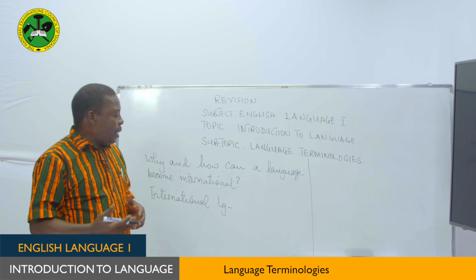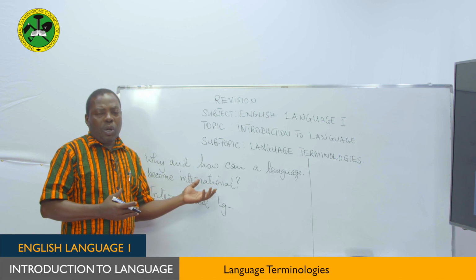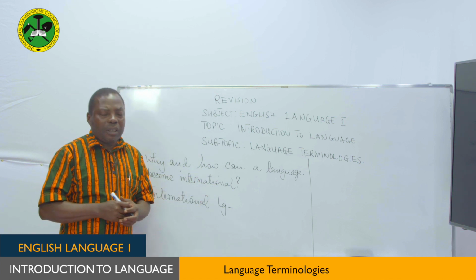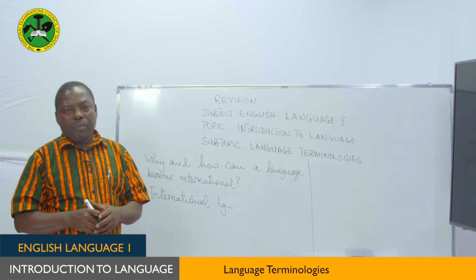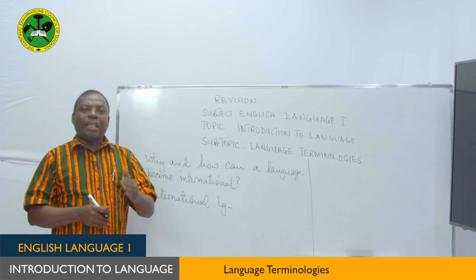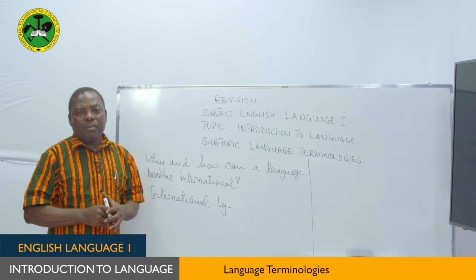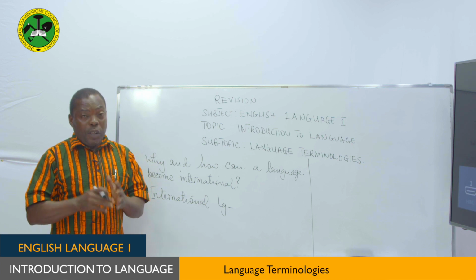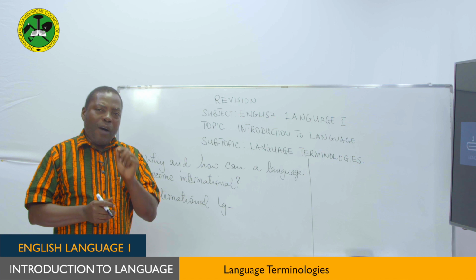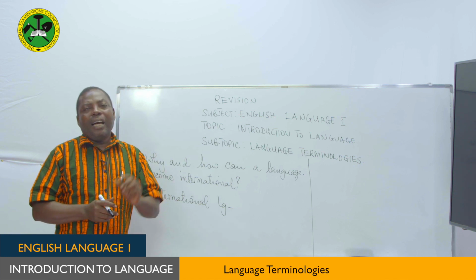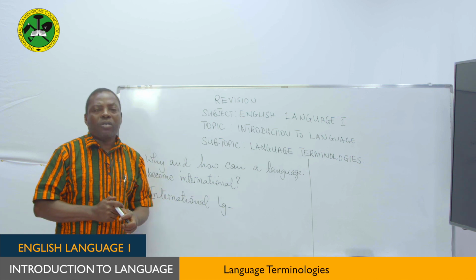So maybe a good question that one can ask himself is, does it mean that any language which is spoken across its boundary could be an international language? The answer there becomes no. Because a language can sometimes be spoken across its boundary and yet it's not an international language. So for this case, we'll need to examine the criteria, the factors that can qualify a language to become international when it is spoken across its boundaries.